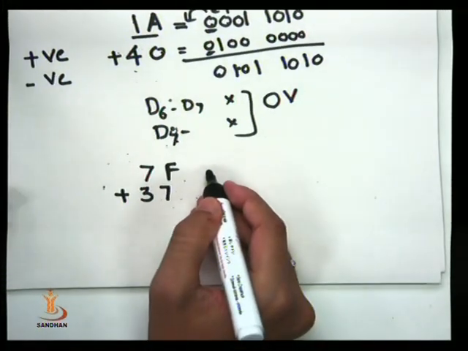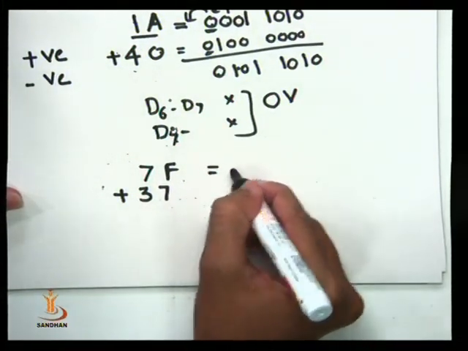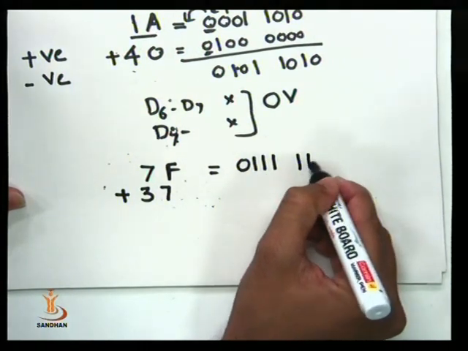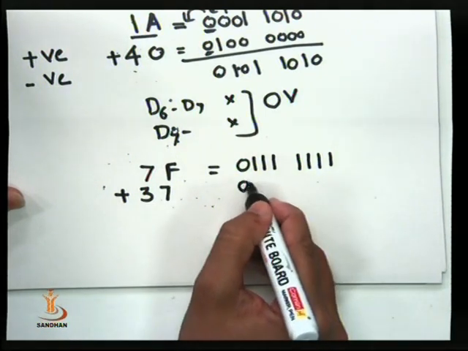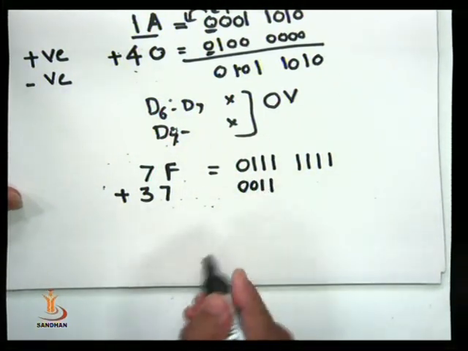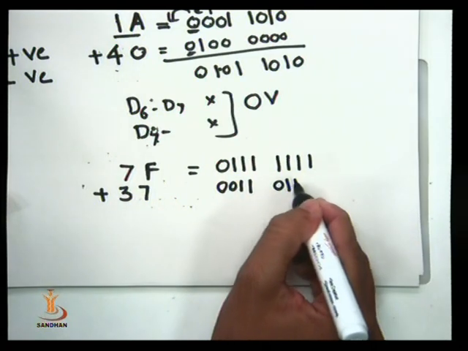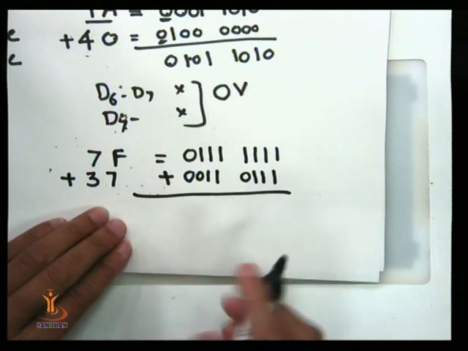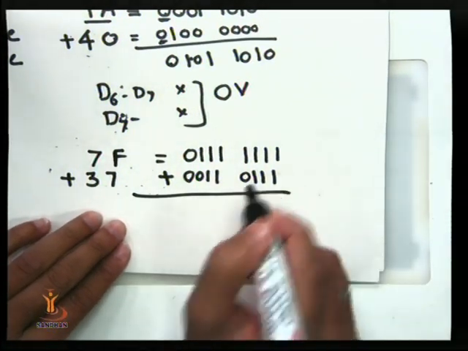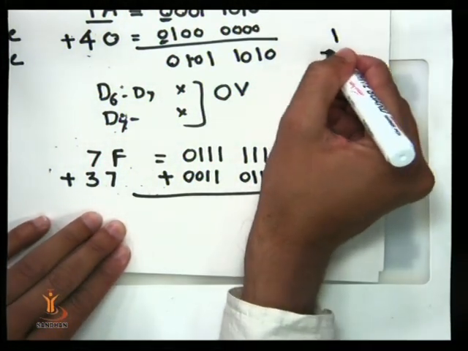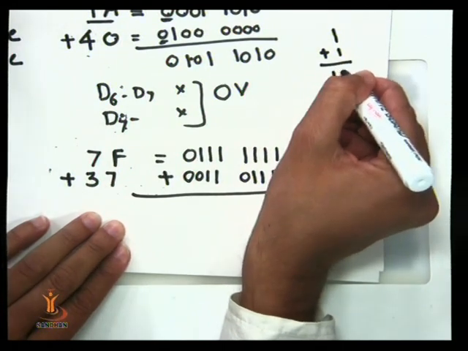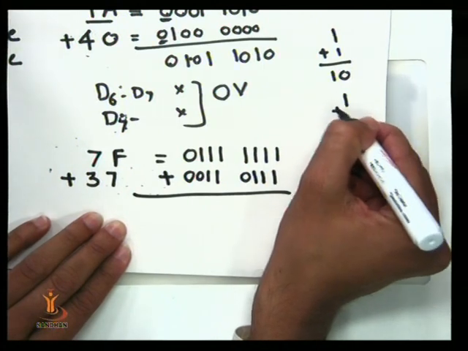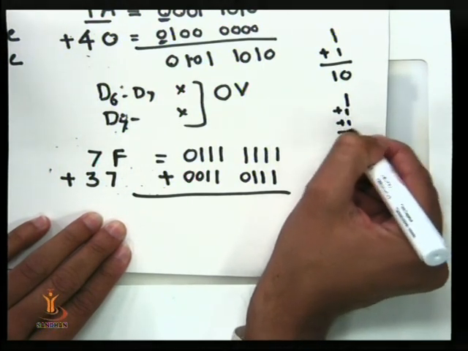Convert first of all into binary. 7F is 0111 1111, that is 0 and seven 1s, 3 is 0011, and 7 is 0111. Now you see what happens when I add these two numbers. First of all, I am adding 1 plus 1. Let me clear it: 1 plus 1 in binary will give you 10, and suppose you are adding three 1s, 1 plus 1 plus 1, you will get 11.